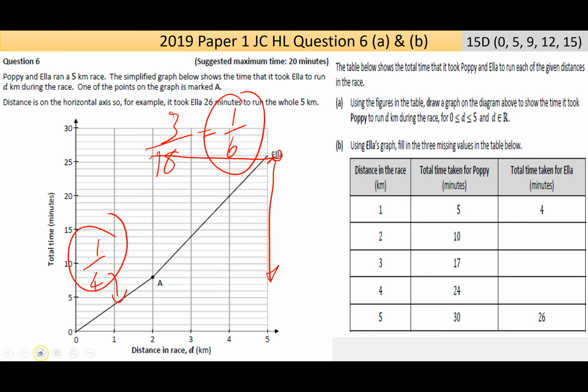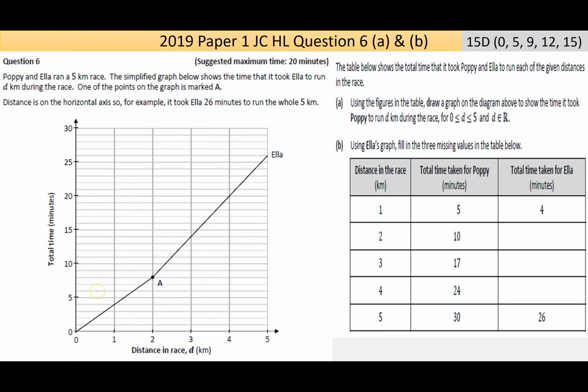Let's get stuck into what it's actually asking us for these first 2 parts. It says the table below shows the total time it took Poppy and Ella to run each of the given distances. Use the figures in the table to draw a graph that shows the time it took Poppy to run d kilometers during the race. And then there's all this fluff here. None of that really matters. It's just stating what's in the graph, but they have to cover themselves to be mathematically correct.